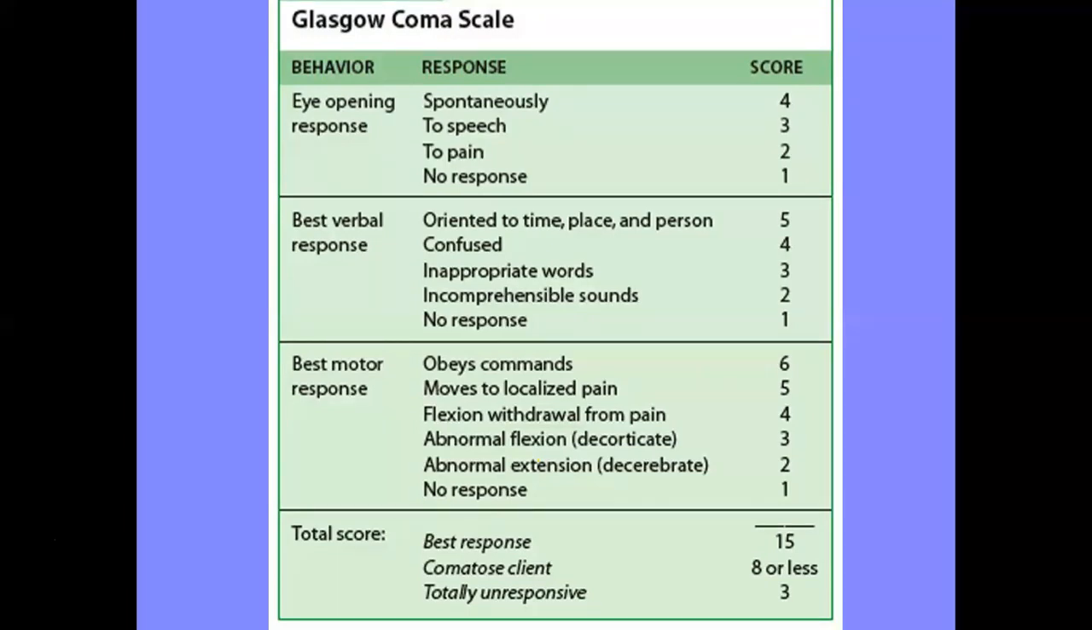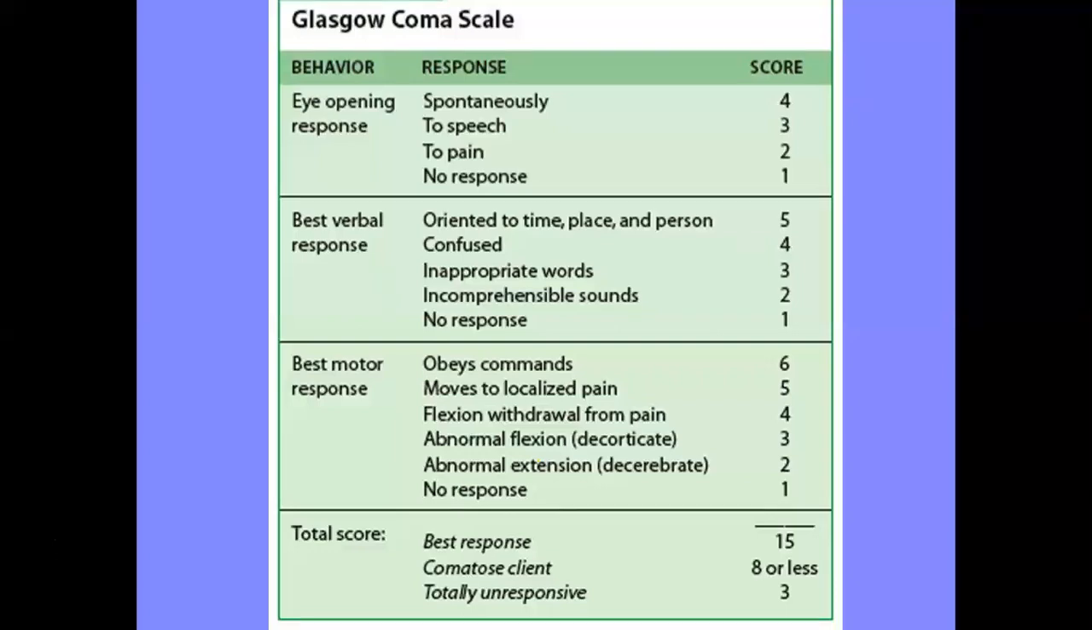Verbal is very easy. You start from the lowest score, that is 1. If the patient does not speak or produce any sound, that is 1. If the patient just produces some sound, maybe a "yeah", which is not a comprehensible word, it is 2. If the patient produces some words, not sentences, but inappropriate words, say you ask his name and he says random unrelated words, you give a score of 3.